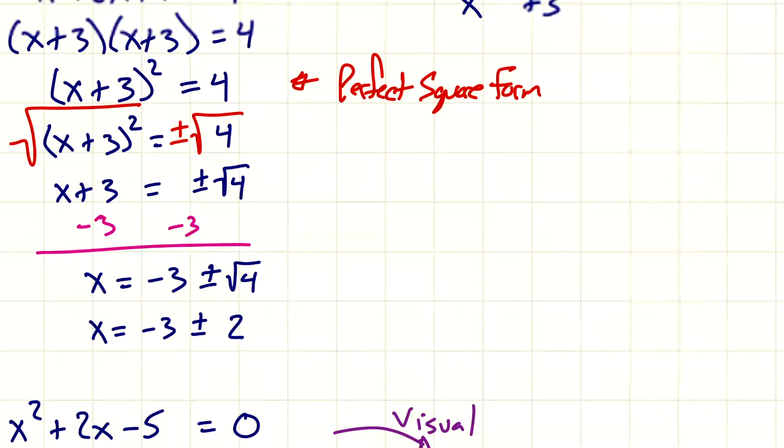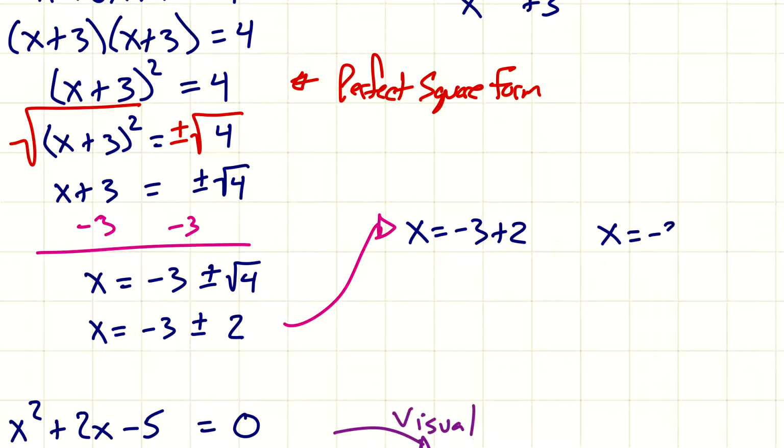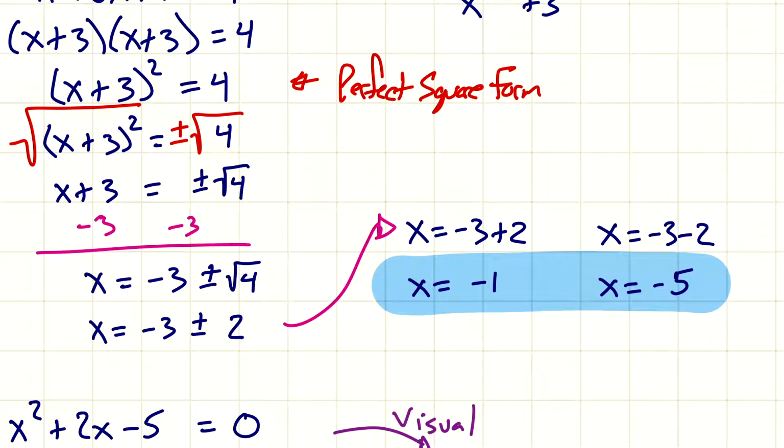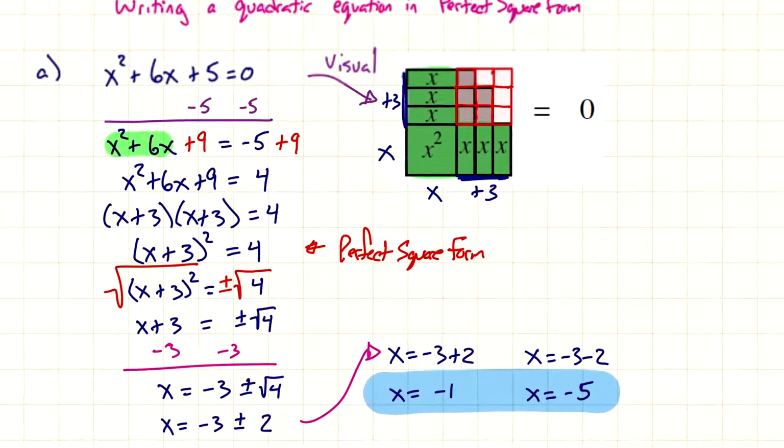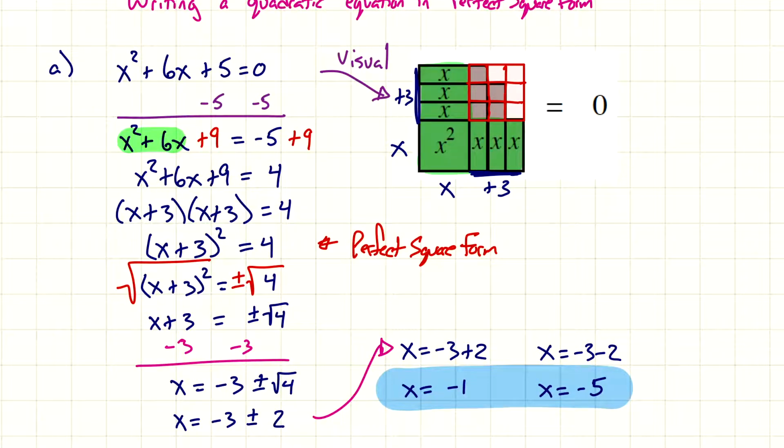This leads us into two possible answers. We're either going to have x equals negative 3 plus 2, or x equals negative 3 minus 2. You'll notice the plus and minus 2 gives us two possible answers, negative 1 and negative 5. Let's highlight those. We have those two possible answers. That's the general idea of what we need to be able to do.